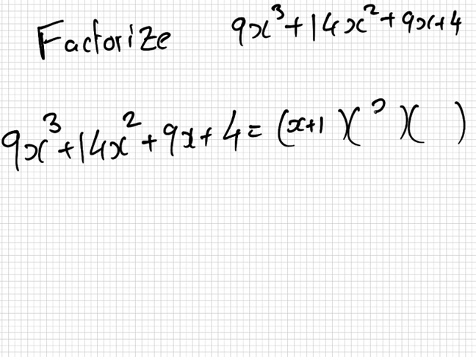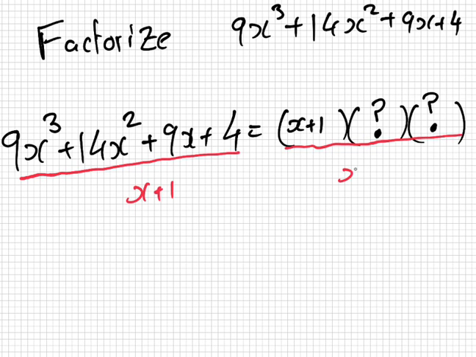Now, I tell you one of the factors. What do I say one of the factors are? X plus 1. So I don't know this one, and I don't know this one. What I do next is I divide both sides by x plus 1. So what happens here? They cancel. And this type of problem, we just did it, didn't we?